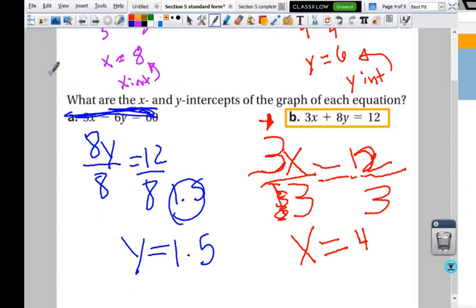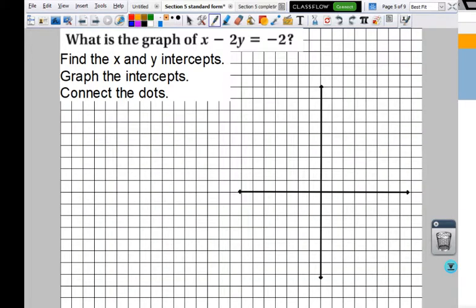Alright, so we are also going to be graphing these. They're actually the easiest ones to graph, I think. So, we're going to graph x minus 2y equals negative 2. Our first step is to find our x and y intercept. So, I'm going to start by finding the x. I'm going to ignore y and go x equals negative 2. Do I need to solve for this?